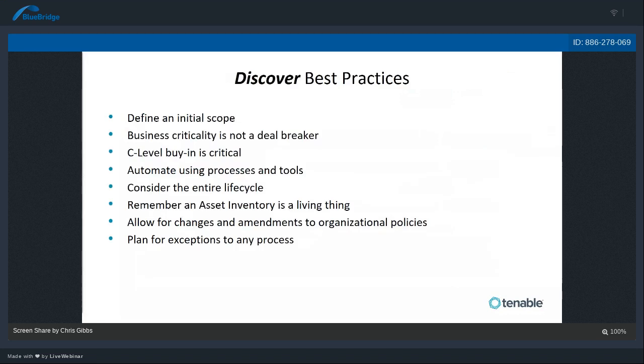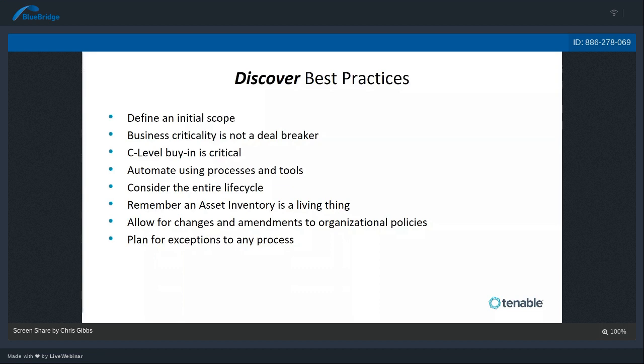Now, some of the best practices for discovery include, like I said earlier on, define that initial scope. Ideally, that scope is going to be based on available tools and data that you've got. Hopefully you know how many assets you have. Use that as a starting point. You don't have to just go, right, let's scan everything and start from scratch. You have in your mind some idea.